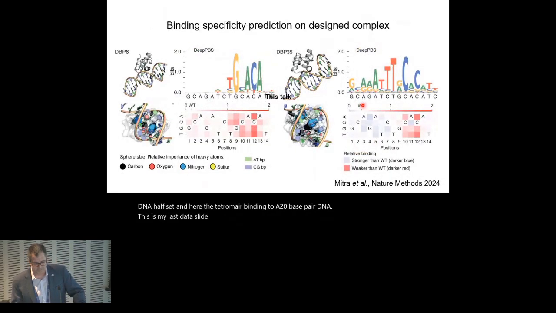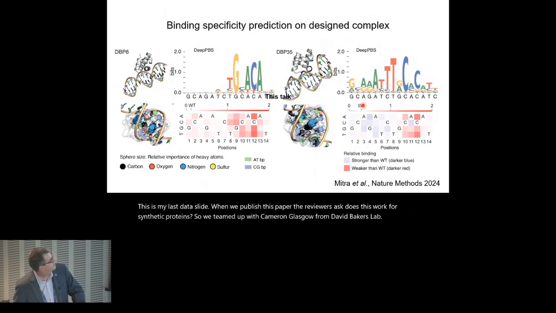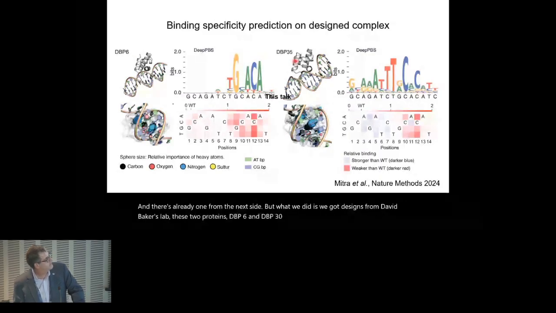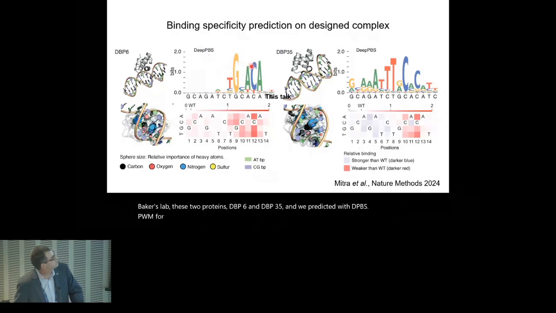When we published this paper, the reviewers asked, does this work for synthetic proteins? So we teamed up with Cameron Glasscock from David Baker's lab. What we did is we got designs from David Baker's lab, these two proteins, DBP6 and DBP35, and we predicted with DPBS PWMs for these synthetic proteins, which are shown here.